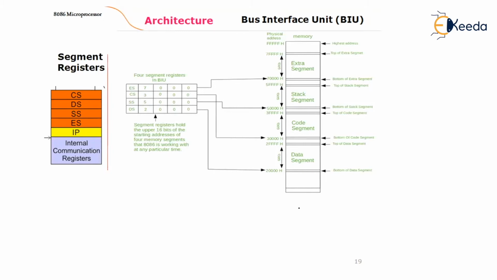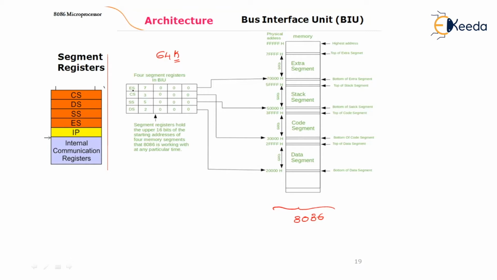Now have a look at this. This is the main memory of 8086. You can clearly see the memory has been divided into 4 different segments. One is the data segment, one is the code segment, one is the stack segment, and one more is the extra segment. Each segment is of size 64K. One segment size is equal to 64K, which is uniform for all the segments. And the data segment's starting address is 2000H. That is hexadecimal. Every segment will have a starting address.